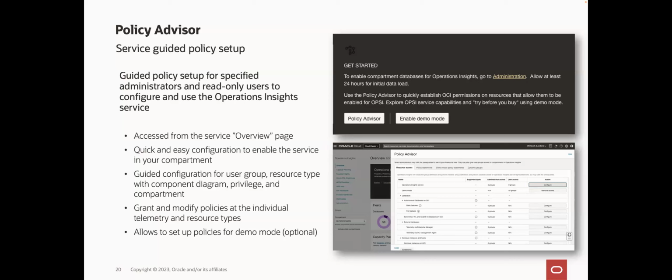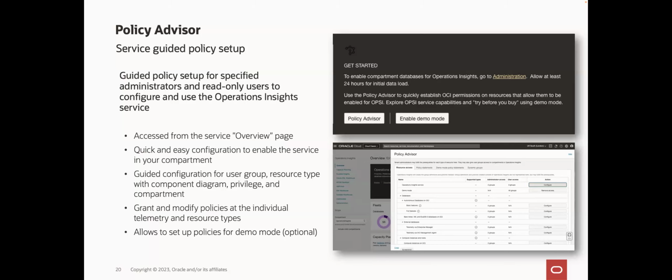With Policy Advisor, you can grant and modify the necessary policies for specific telemetry type and resource types that need to be analyzed with Operations Insights from your environment, both for the user group which will be performing this action, and for the service itself, right? So Policy Advisor automates creating the following policies, for example, right? Policies needed by the user of Operation Insights, both from administrator and read-only users perspective. Policies needed by Operation Insights service to function properly, and then policies to set up demo mode optionally if you want to utilize that.